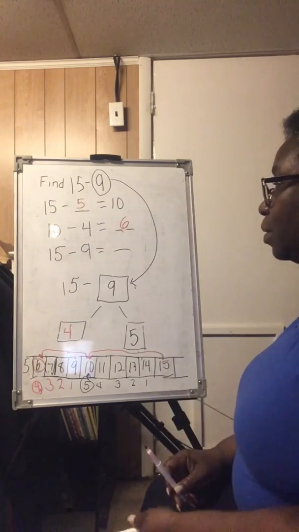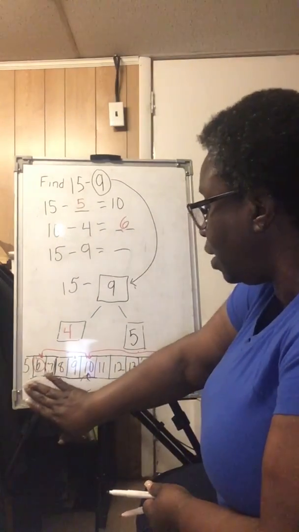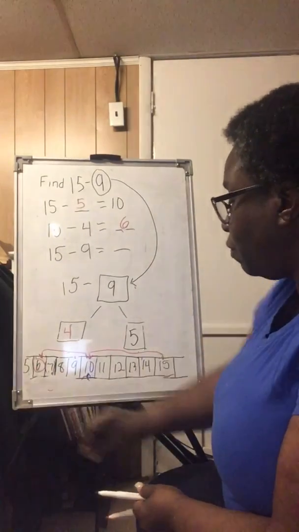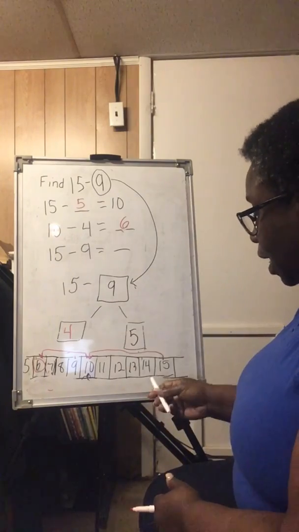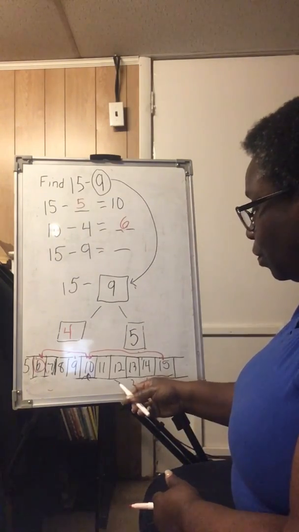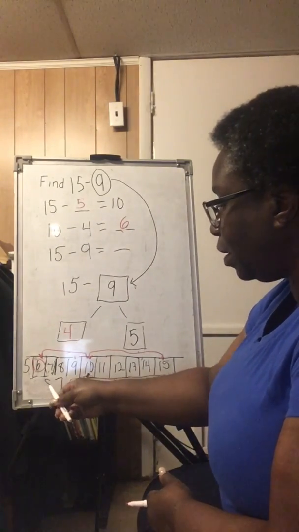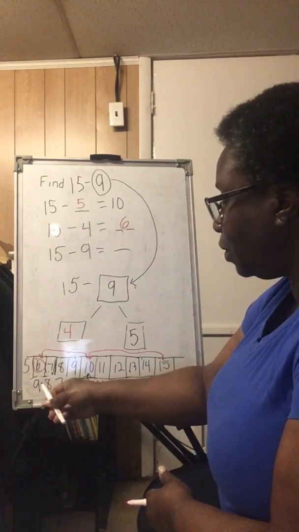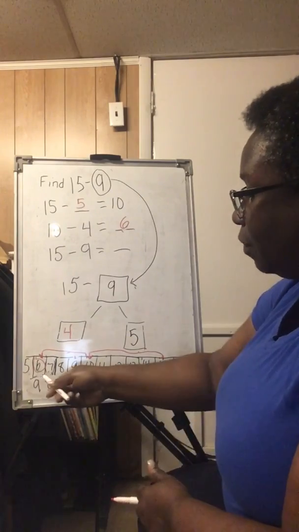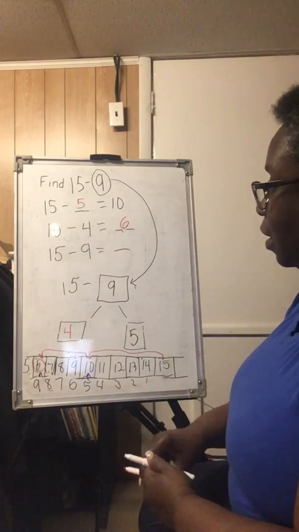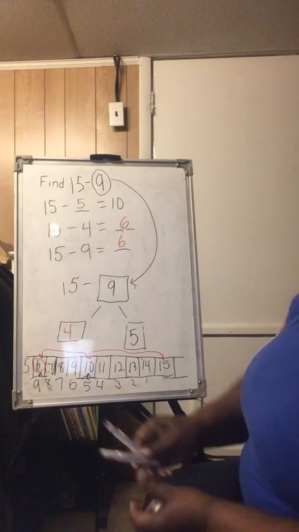Okay. So now 15 minus 9, let's count all of our numbers and see what we have. Because we went from 15. So let's count. Minus 9. 1, 2, 3, 4, 5, 6, 7, 8, 9. So 15 minus 9 gives us our 6. Give us our 6 right here. Okay? So 15 minus 9 is 6. I hope that helped you out.